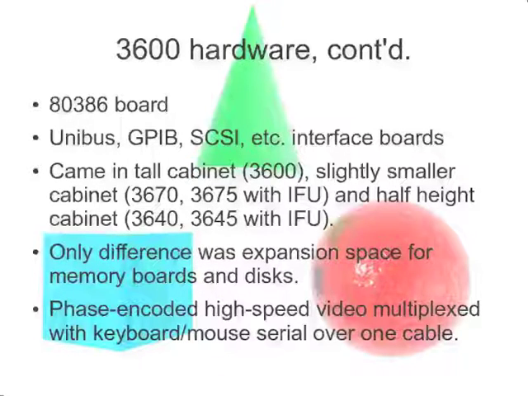We made an array processor board for doing high-speed floating point calculations. We did a 386 daughter board that you could basically use to load and test 386 programs. We did various interface boards to different Unibus, GPIB, SCSI for controlling various instruments. The 3600s came in really tall cabinets, like this tall, and then slightly smaller cabinets, and then half-size cabinets. And more or less, the only difference was the amount of expansion you had.